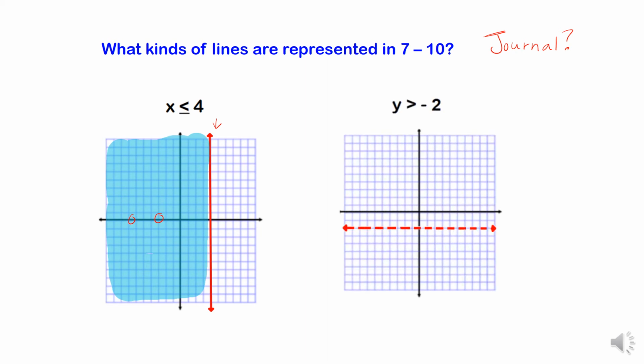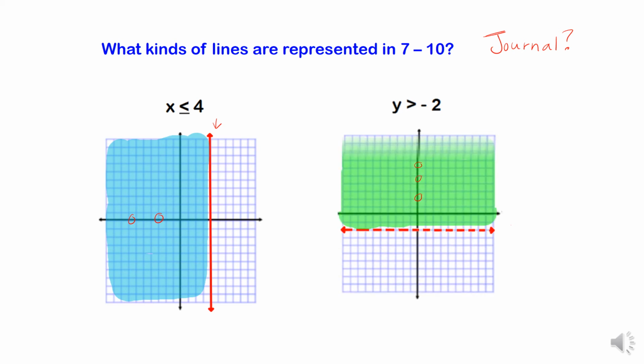Okay, the next one is a horizontal line. Y is greater than, but it's not equal to, so it's a dashed line. And so think of numbers that are greater than -2. This one, and this one, and this one. And that will help you shade.